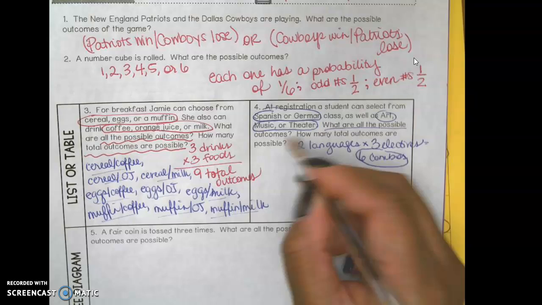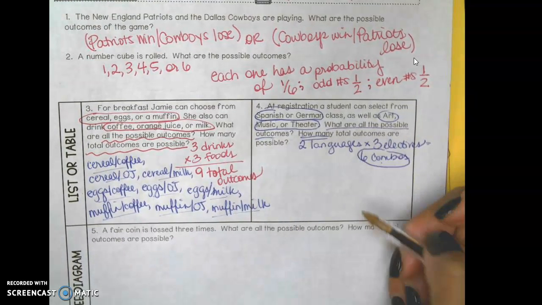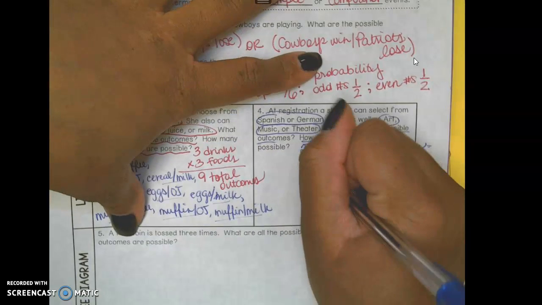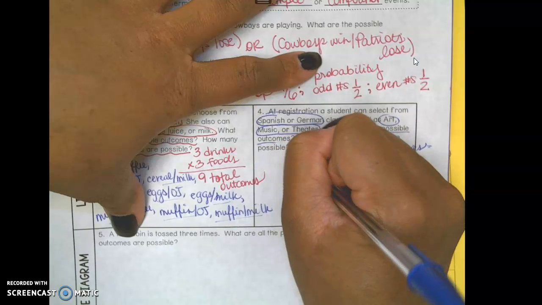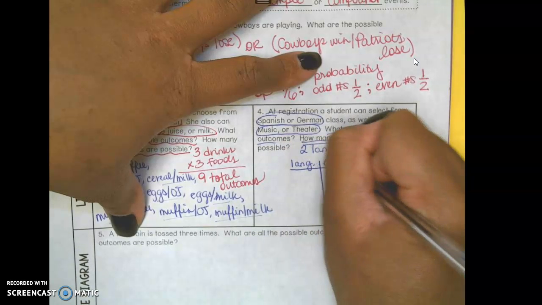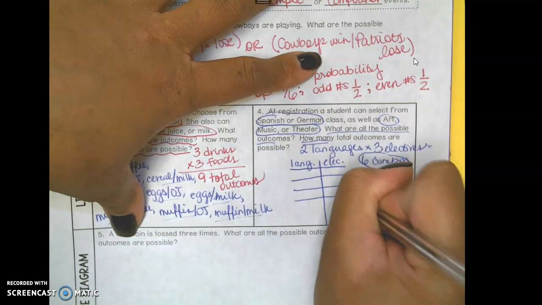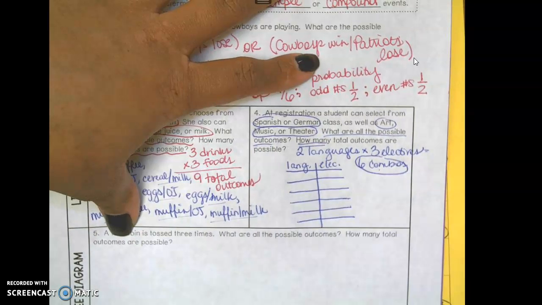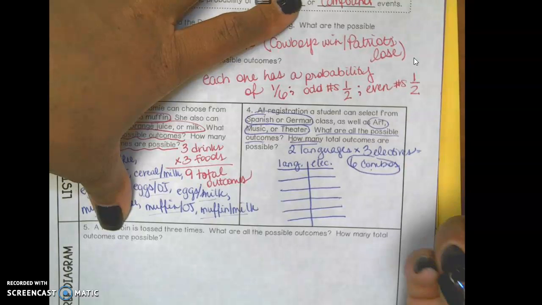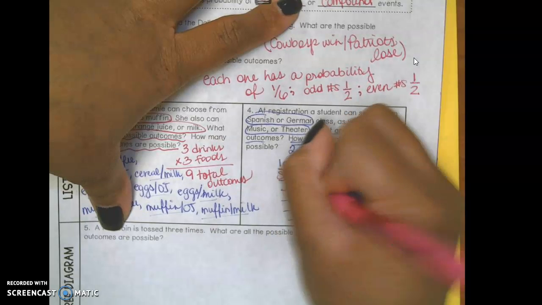So, what are all the possible outcomes, and then how many are there? I got the 6 out of the way. That's how many there are. Now I need the possible combinations. I'm going to make a little table. On one side, I'm going to have a language, and on the other side, an elective. What's the first language that I can pick? Spanish. What can I pair Spanish with?